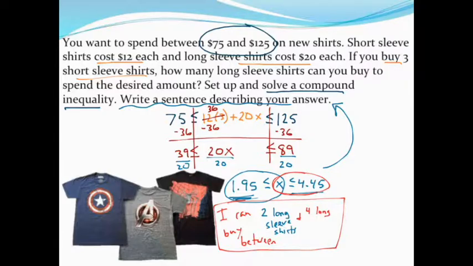We know we're buying three short sleeve shirts, so let's take 12 times three, the $12 for those. And let's say we just do two long sleeve shirts at $20. You'll see that we spend at least the $75 that we want to. On the other hand, if we go to the high range of our budget, if I take the 12 times 3 for the short sleeve shirts plus the 20 times 4, I'll see that I'm still underneath the $125. So anywhere between those two, three, or four long sleeve shirts, I'll be in my budget.